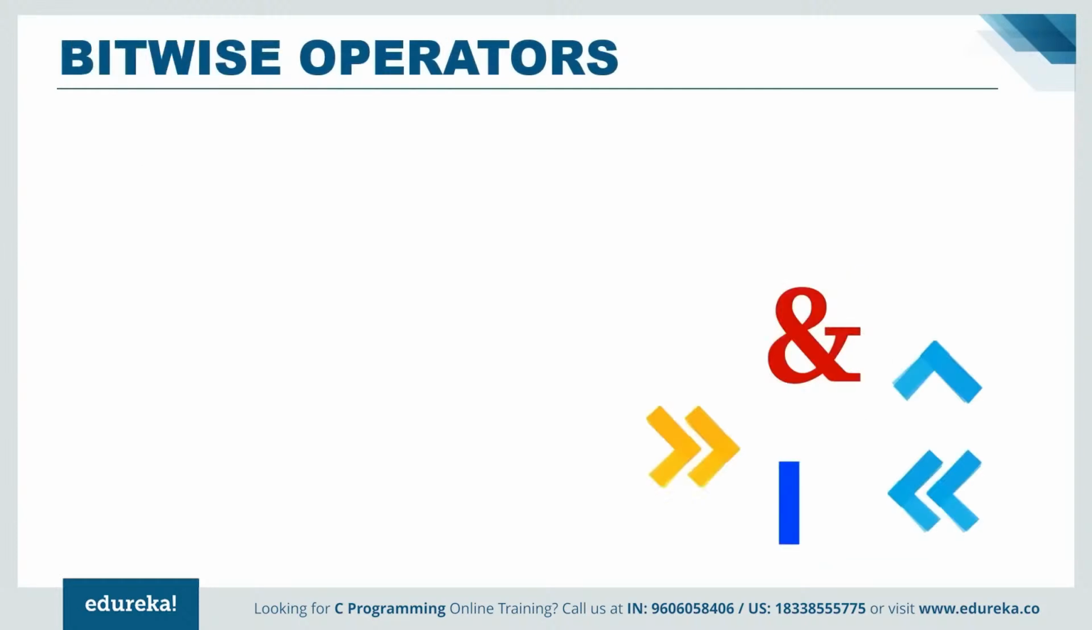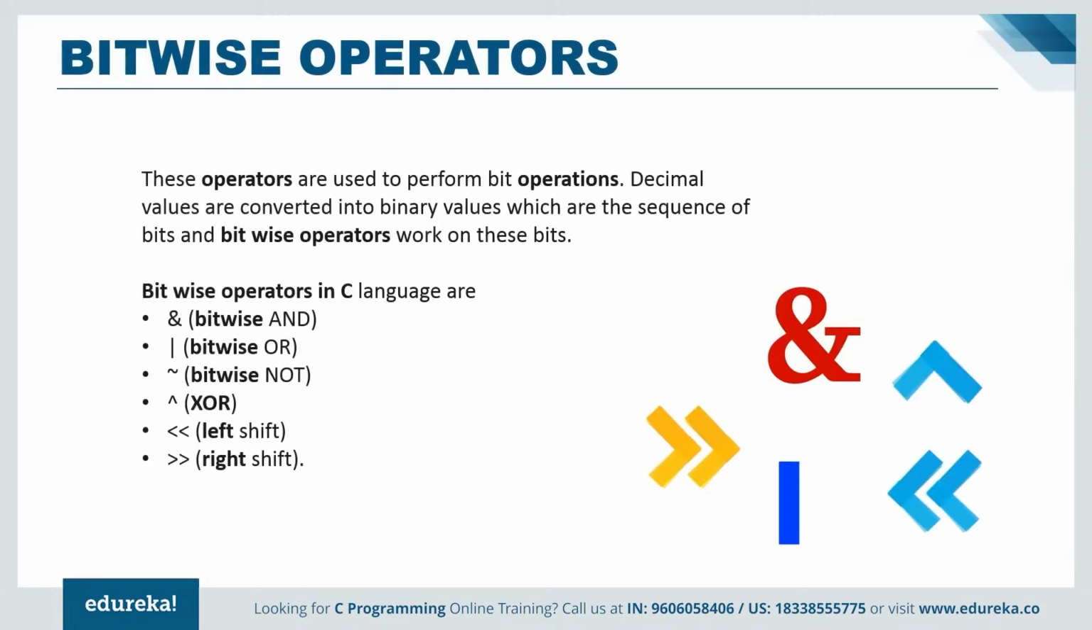Followed by the logical operators, we have the bitwise operators. These operators are used to perform bit operations. Decimal values are converted into binary values, which are sequences of bits, and bitwise operators work on these bits. We have 6 types of bitwise operators: bitwise AND, bitwise OR, bitwise NOT, XOR, left shift, and right shift.